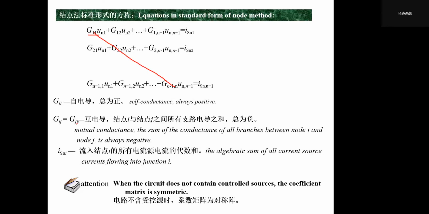And we have to be aware that if the circuit does not contain any controlled source, the coefficient matrix is symmetrical about the diagonal. But if the circuit contains controlled sources, the situation will change.